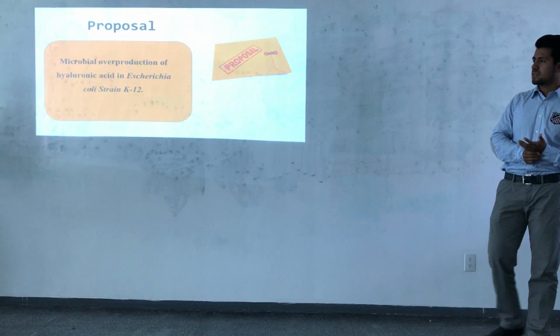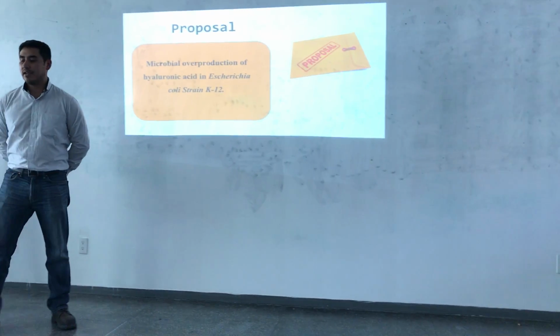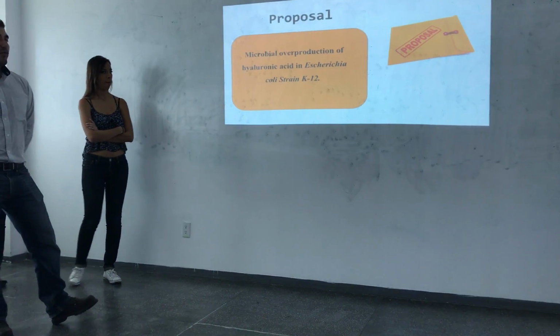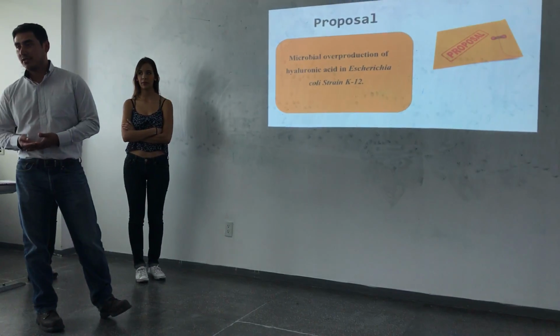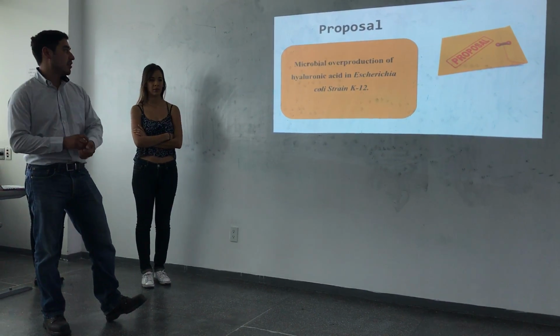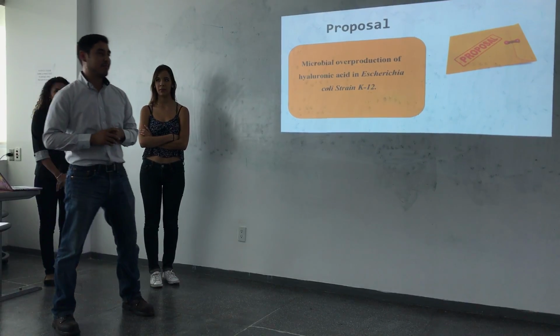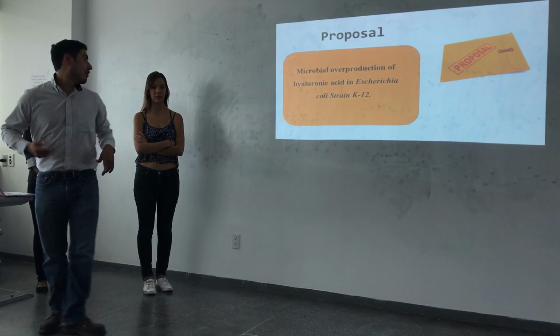So, well, what is the proposal of this project? As my teammates also talked about the high demand for hyaluronic acid, we want to overproduce this hyaluronic acid in Escherichia coli strain K12. So, why is this a good idea? This slide, please.